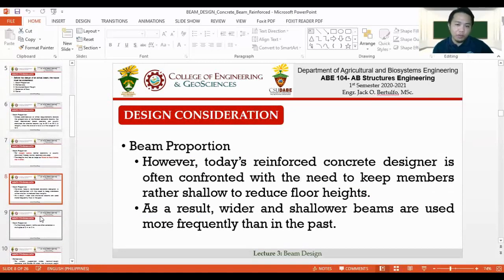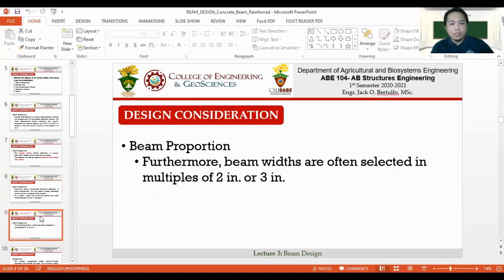Okay, however, today's reinforced concrete designer is often confronted with the need to keep members rather shallow to reduce floor heights. As a result, wider and shallower beams are used more frequently than in the past. Furthermore, beam widths are often selected in multiples of 2-inch or 3-inch. That's why you hear, what is the size of the beam? 2 by 2, 4 by 4, 6 by 6. So that's the common multiple for beam widths.